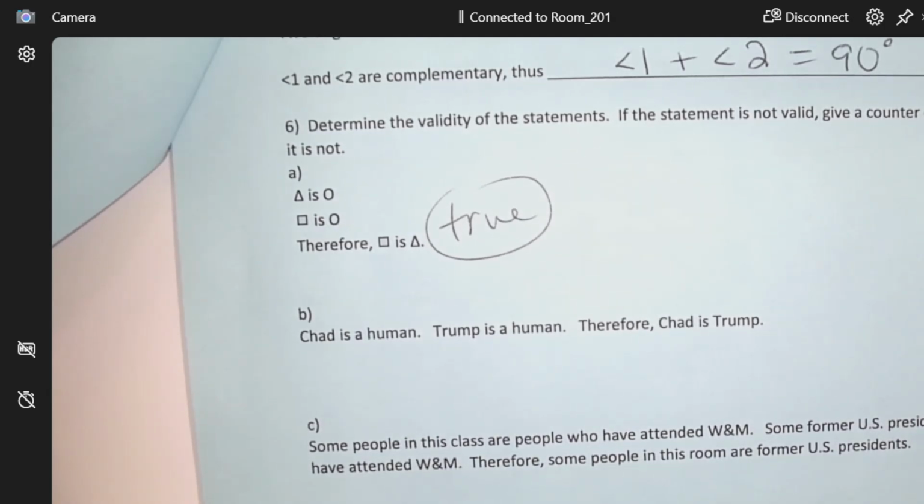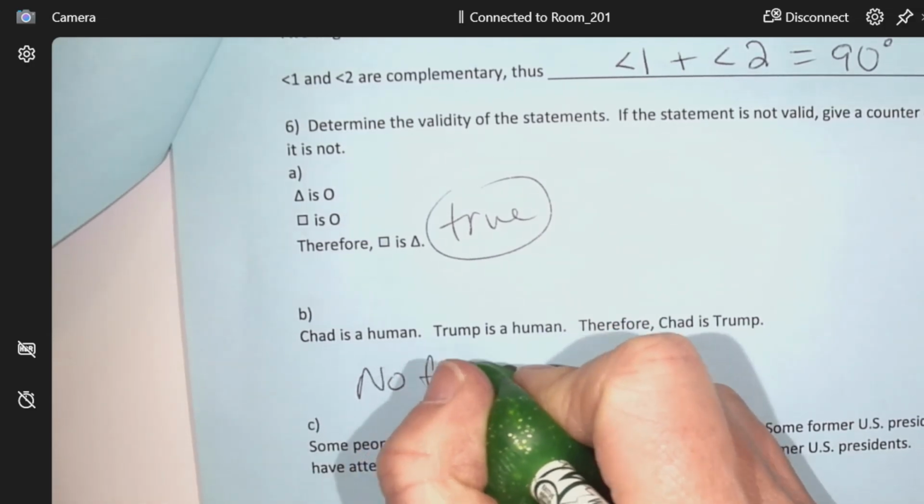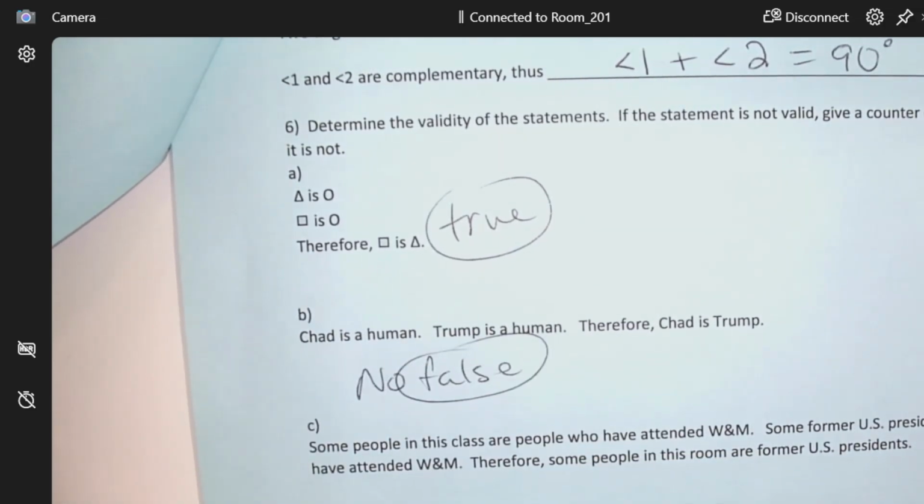Chad is a human. Trump is a human. Therefore, Chad is Trump. No, false. So why? Explanation. There's more than one human.